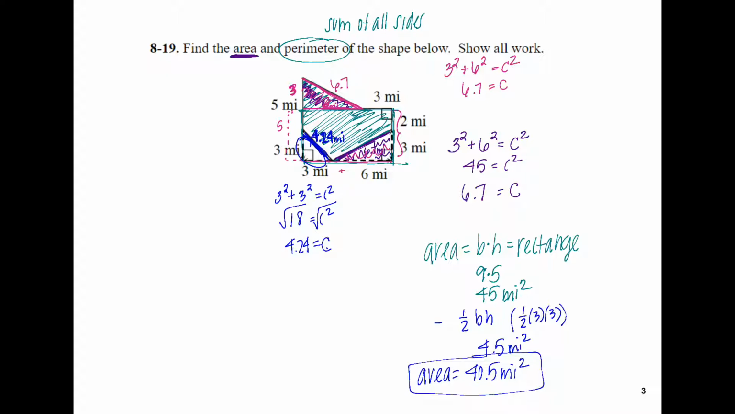We then do need to look at the perimeter of our shape. For perimeter, we are going to take all of the sides and add them up. So our perimeter, we have 6.7 plus 2 plus 3 plus 6.7 plus 5, which is this side right here, plus 4.24, which gives us a perimeter of about 27.7 miles.